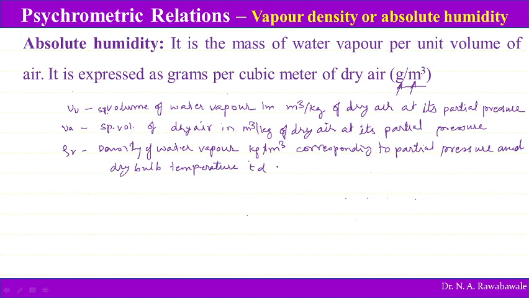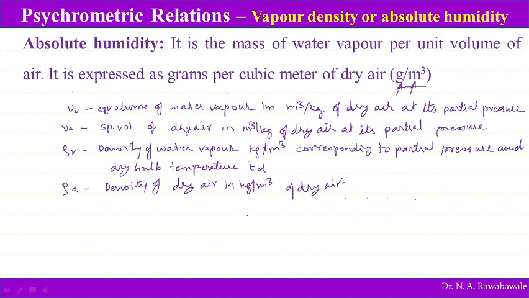T suffix D. Again, we will consider another term, rho A. With this, rho A is also density of dry air in kg per meter cube of dry air. So this is density of dry air in kg per meter cube of dry air.